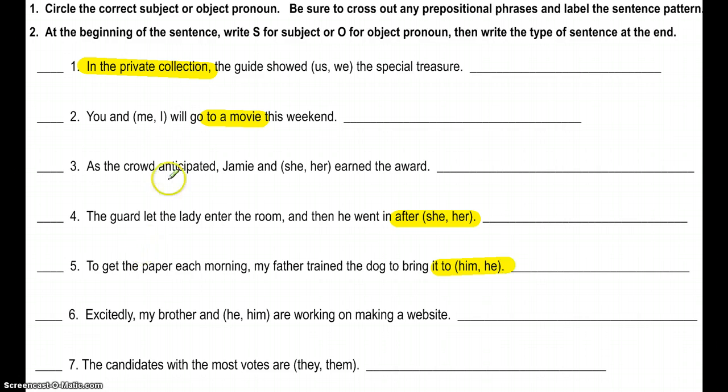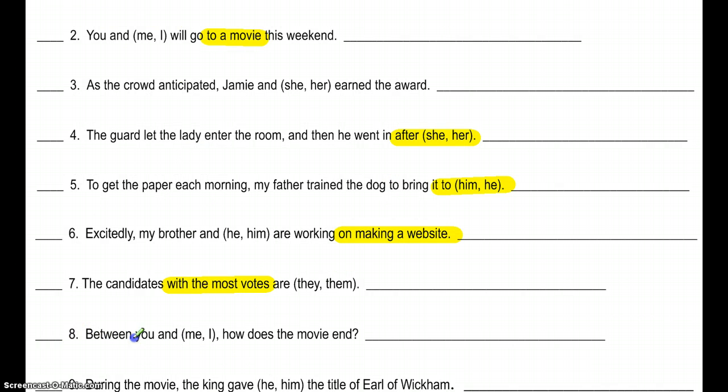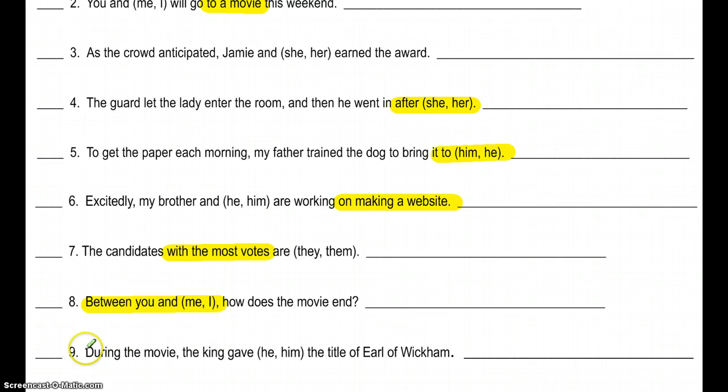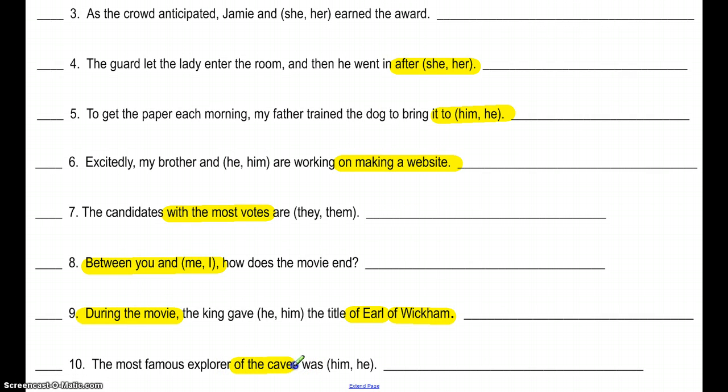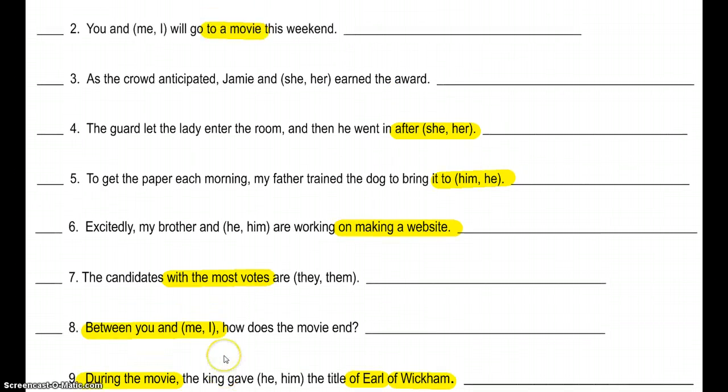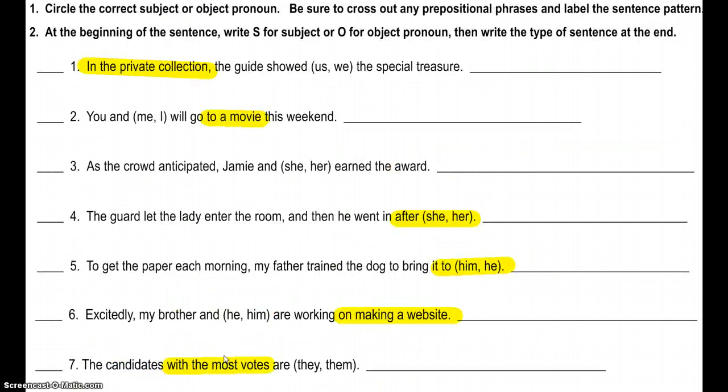I see 2 over here. Let me finish this one. With the most votes. Between is a preposition. During is a preposition. Of is a preposition. Of again is a preposition. Of is a preposition here. So by getting rid of these prepositional phrases, I have a little bit less to look at in the sentence.